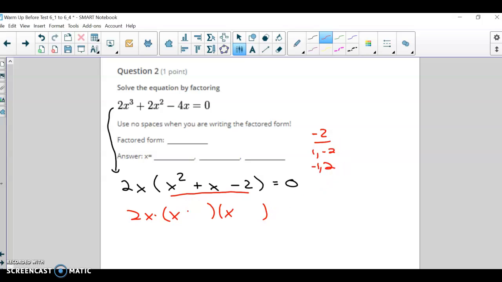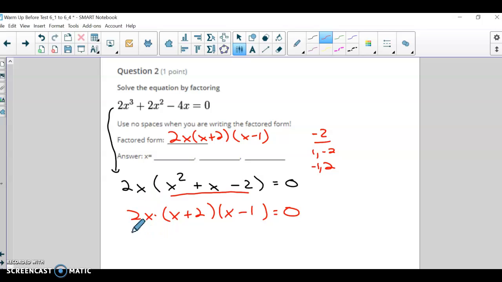And to make +1, we'd want to do +2 and -1. Could check, but that multiplies to -2, adds up to +1. Okay, so that would be our factored form. That factored form just means split apart, right? Pull it apart. That's all factored means.